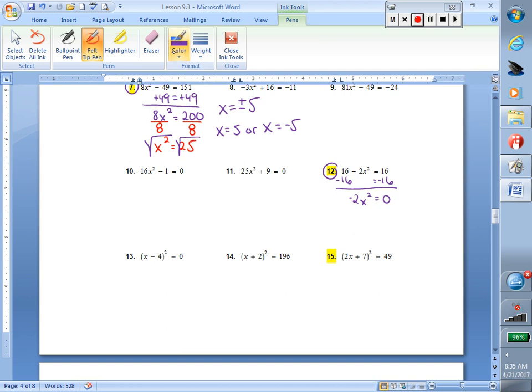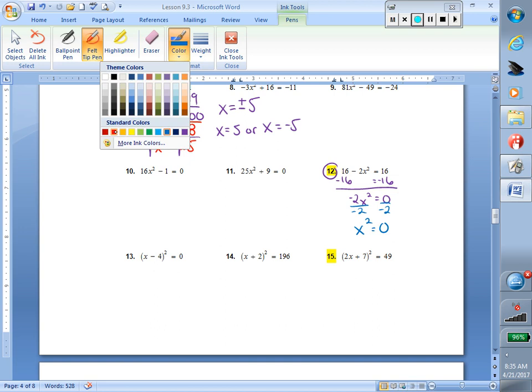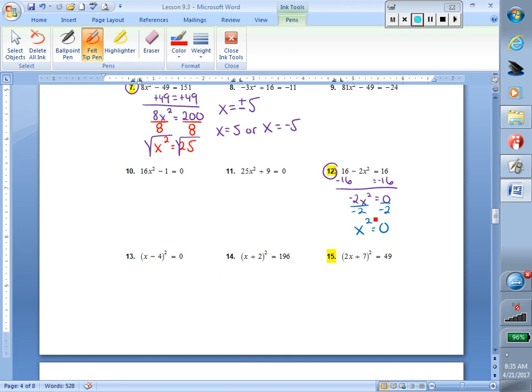16 minus 16 is 0. To get rid of this negative 2, we're going to divide both sides by negative 2. I'm left with x squared equals 0. Undo the squared, I take the square root. Square root of 0 can only be 0. I don't want to do the plus minus because 0 doesn't have a sign.